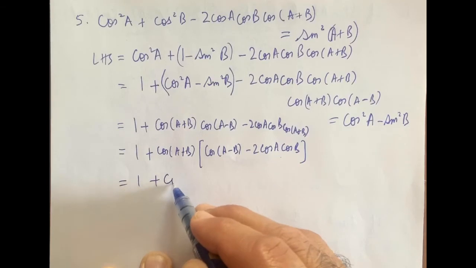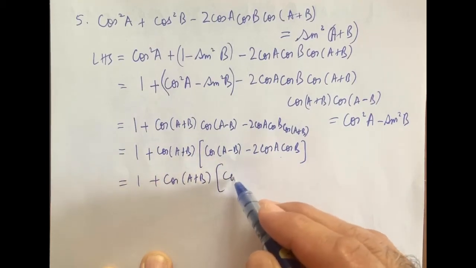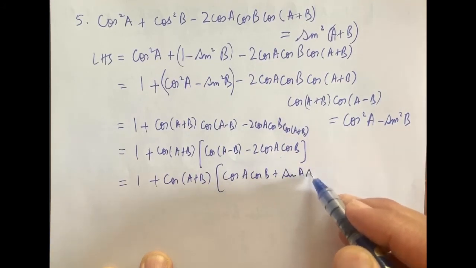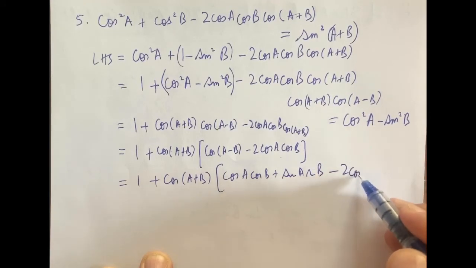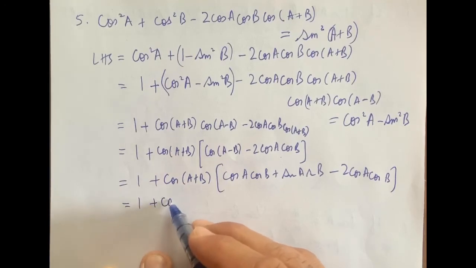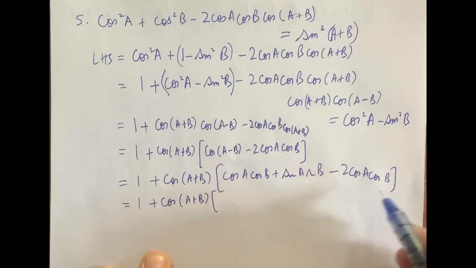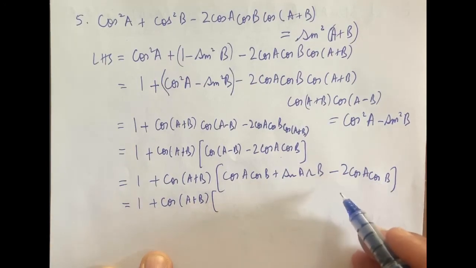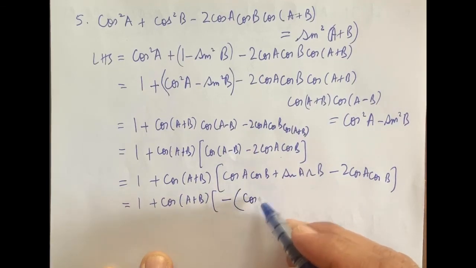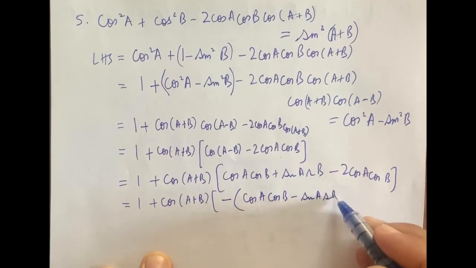This is 1 plus cos of A plus B. Cos of A minus B is cos A cos B plus sin A sin B, minus 2 cos A cos B. Cos A cos B minus 2 cos A cos B is minus cos A cos B. So from this bracket, taking the minus sign common, it is cos A cos B minus sin A sin B.